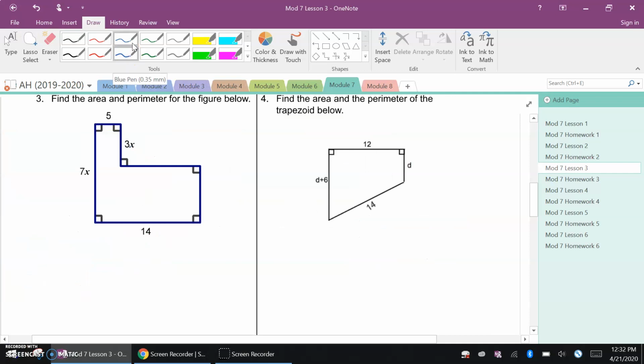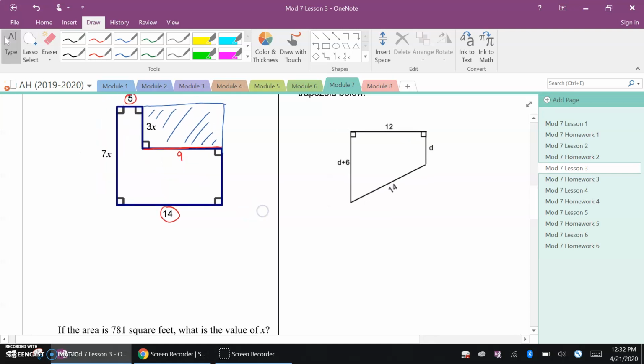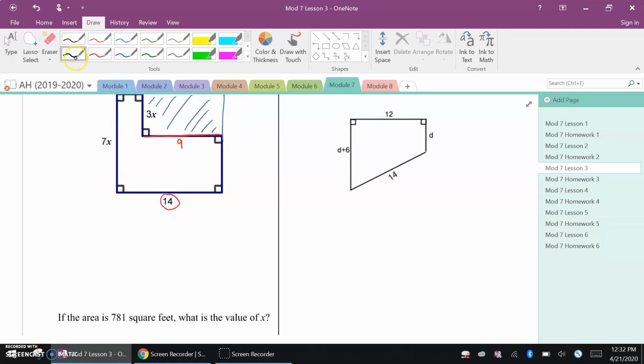Okay, taking a look at number 3. If we decide to close up the box, we need to make sure that we're going to subtract this out. So the question is, what are the dimensions of that extra box? We know the length is going to be 3x, and we need to determine what the length is here. If we know the whole thing is 14 and this top part is 5, 14 minus 5 is going to give us how much? And so when you look at that, 14 minus 5 is going to give you 9. So now we know that the area of the small box will be the 3x times 9.